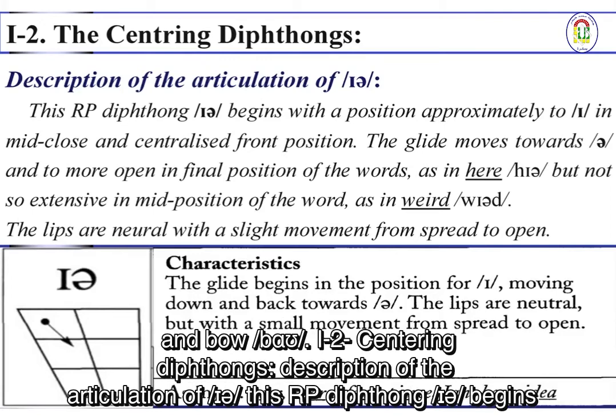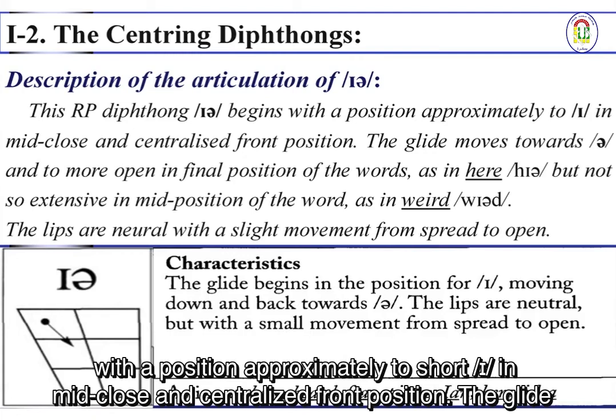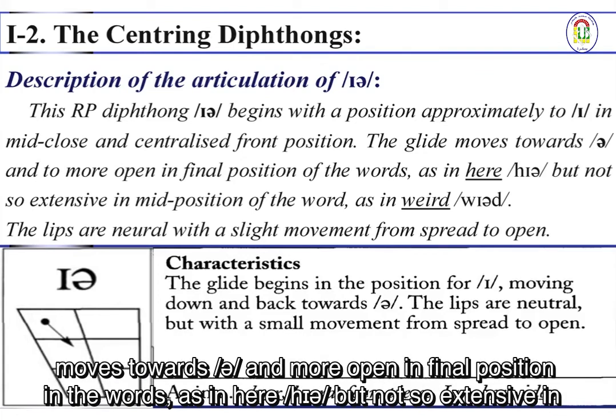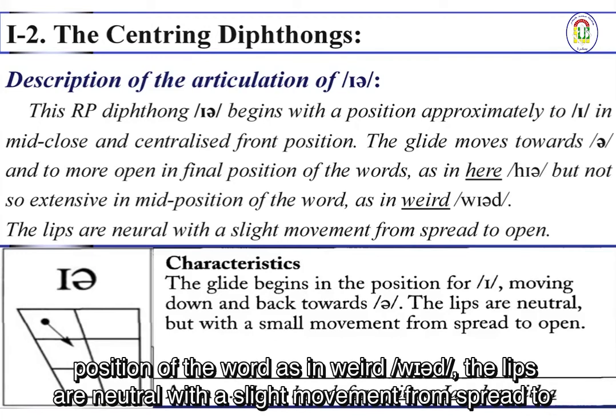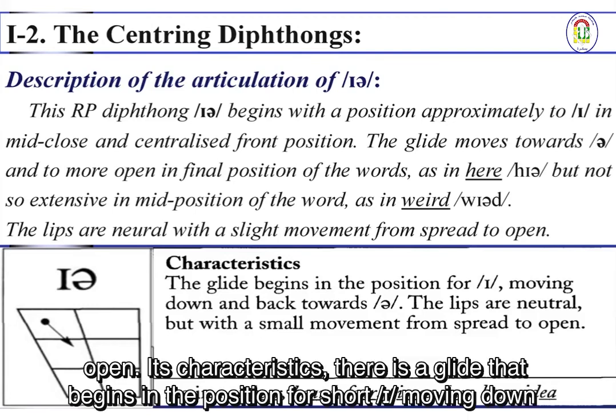Centering diphthongs. Description of the articulation of ear. This RP diphthong begins with a position approximately at short E, a mid-close and centralized front position. The glide moves towards schwa and to a more open final position, as in here, but not so extensive in the word as in weird. The lips are neutral with a slight movement from spread to open.